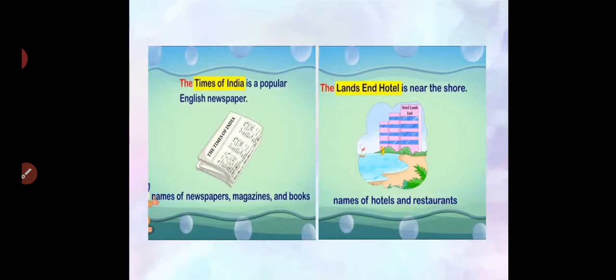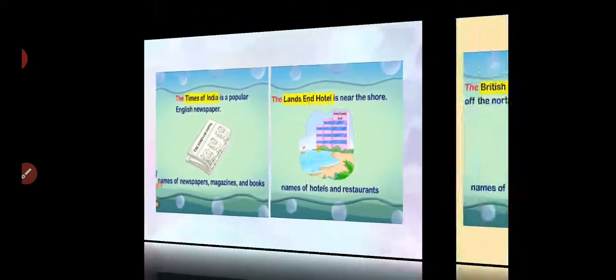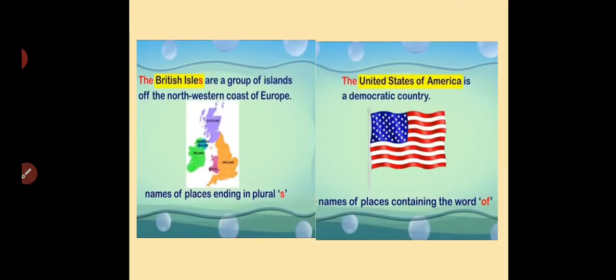The article is also used before the names of hotels and restaurants. The Land's End Hotel is near the shore, that is the name of the hotel. Then the names of places ending in plural. For example, the British Isles are a group of islands off the northwestern coast of Europe.